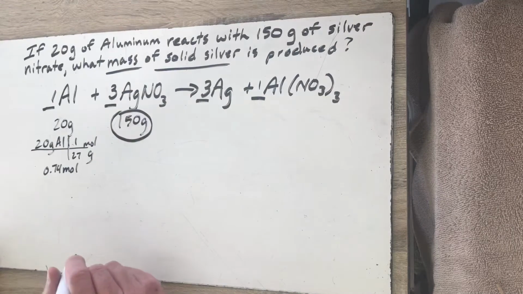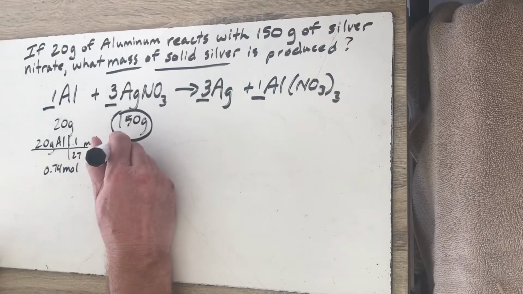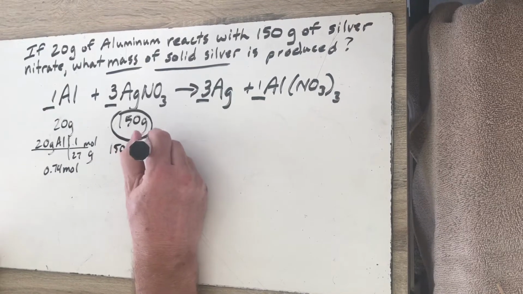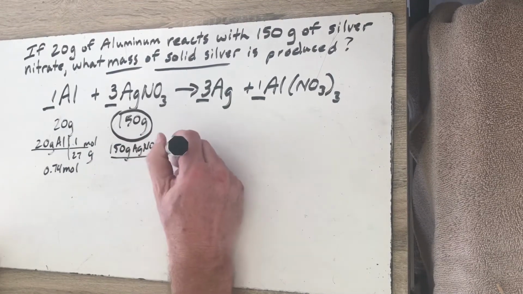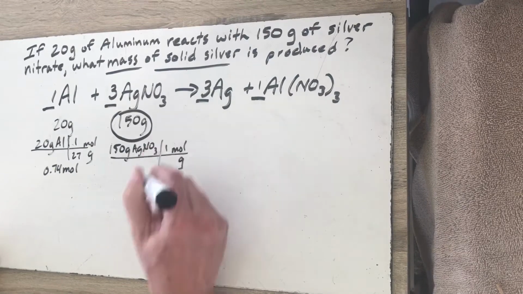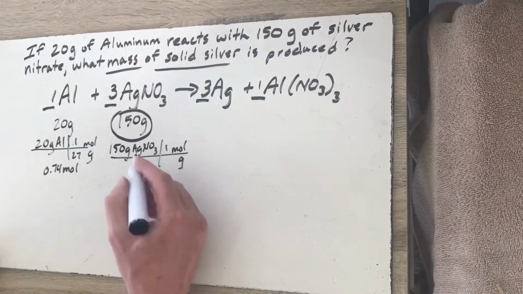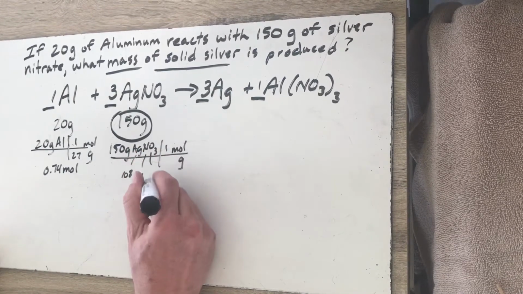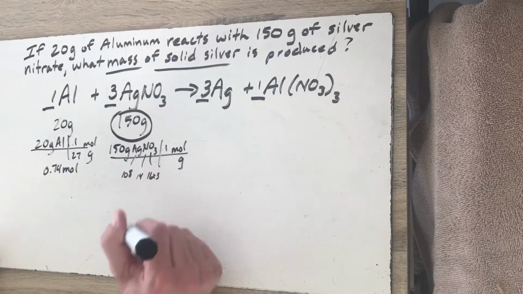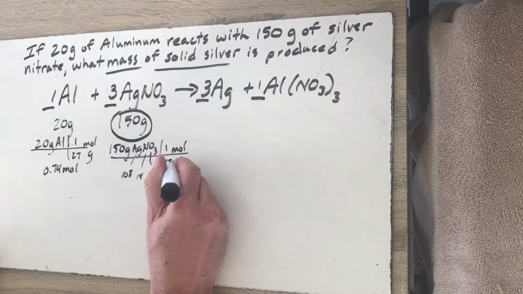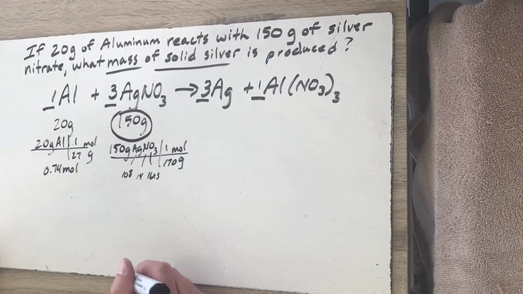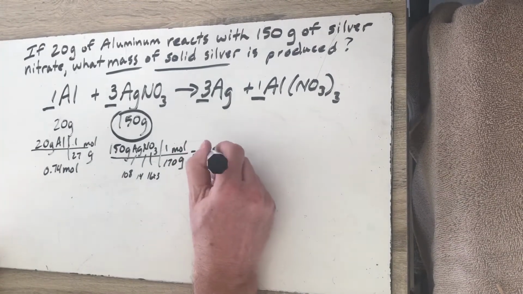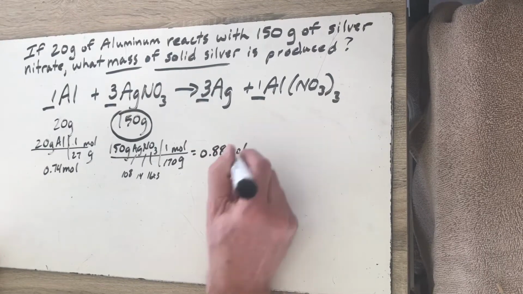Now let's do the same thing with silver nitrate. I got 150 grams of AgNO3. I'm going to turn it to moles, but this is a pretty heavy compound. Silver weighs 108 grams, nitrogen's 14, and oxygen is 16 times 3. So when you put all that together, you get 170 grams for the molar mass. So when I divide those, I'm going to get about 0.88 moles.